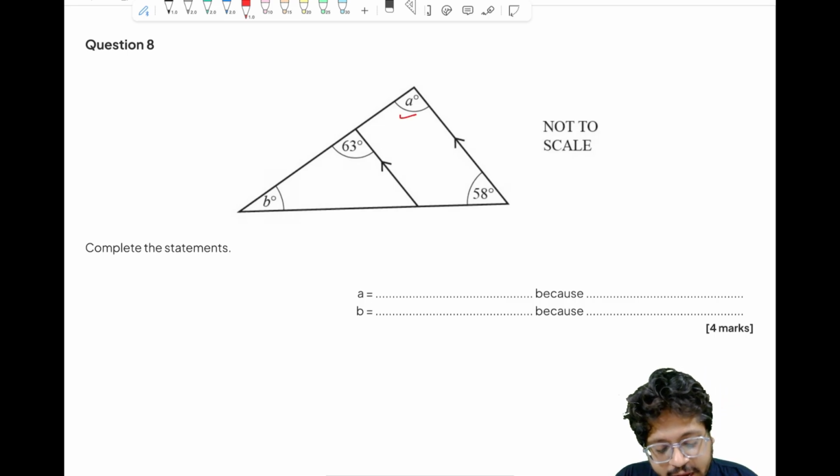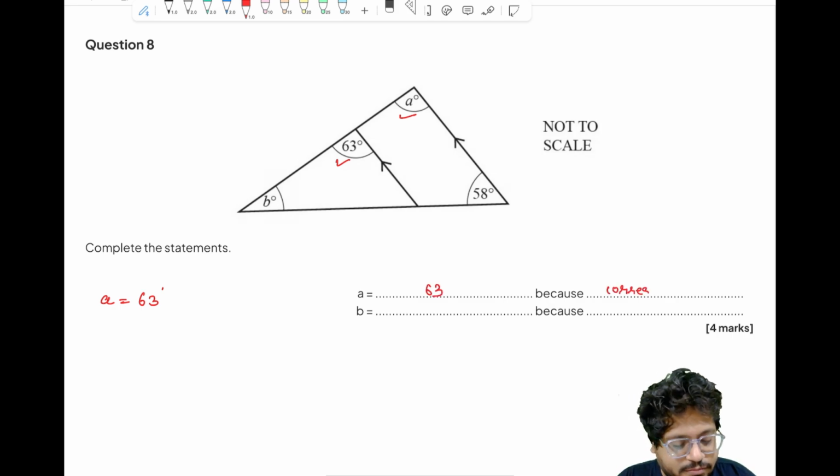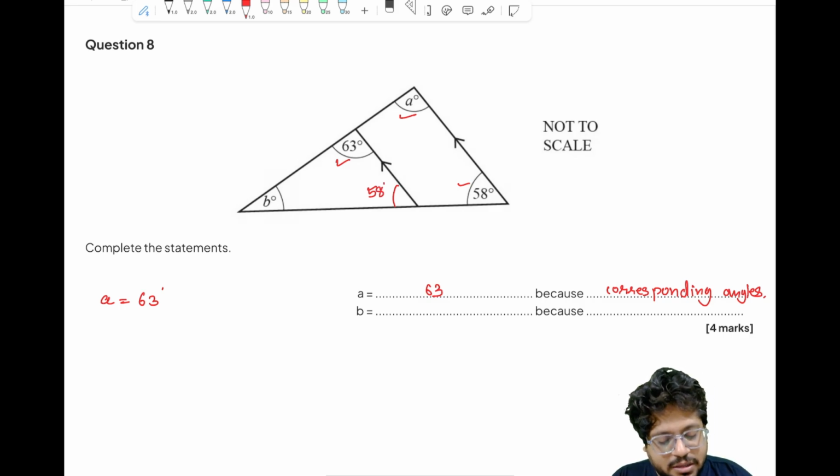So if you see A and 63, both are corresponding angles to each other, and two lines are parallel, so obviously corresponding angles are equal to each other. So I can directly say that A is equal to 63, and the reason is corresponding angles. Now if you see this 58, so this will also be 58 because of the corresponding angles, right? But we are interested in B only.